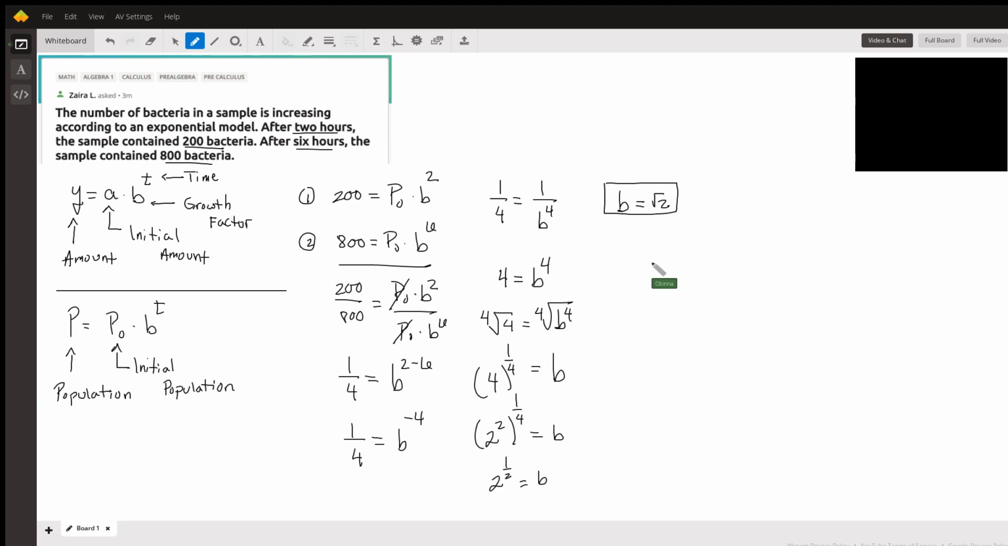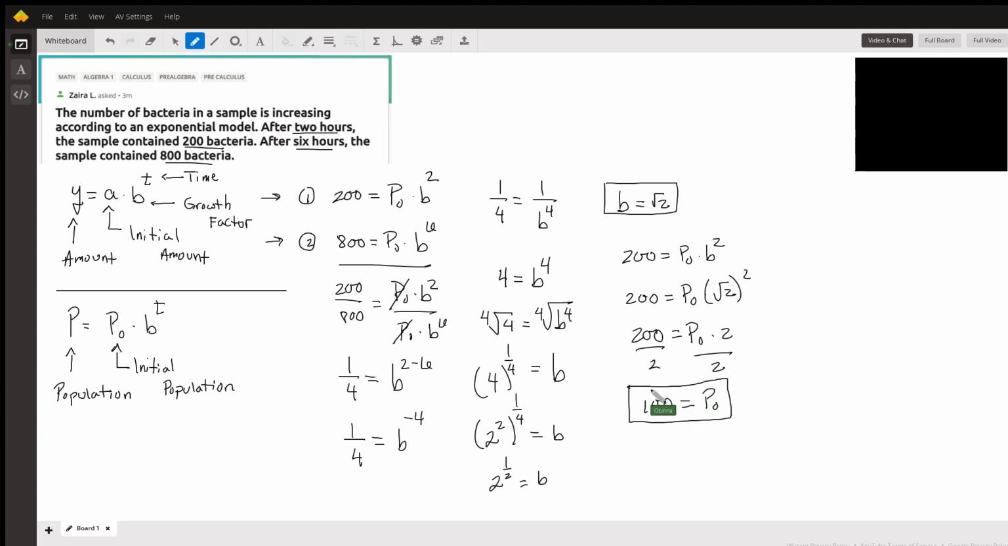Got it. What do we do with it? Well, we can use either equation number 1 or equation number 2 to backtrack and find the initial population. I'm going to use equation number 1. 200 is equal to P0 times B squared. I know B to be the square root of 2, so 200 is equal to P0 times the square root of 2 squared. The square root of 2 squared is 2, so 200 is equal to P0 multiplied by 2, and I can get rid of the 2 by dividing, and I get 100 is equal to P0. So I now know the second piece of the puzzle.